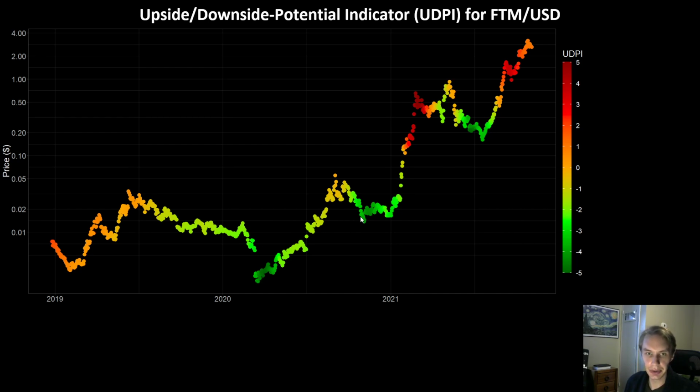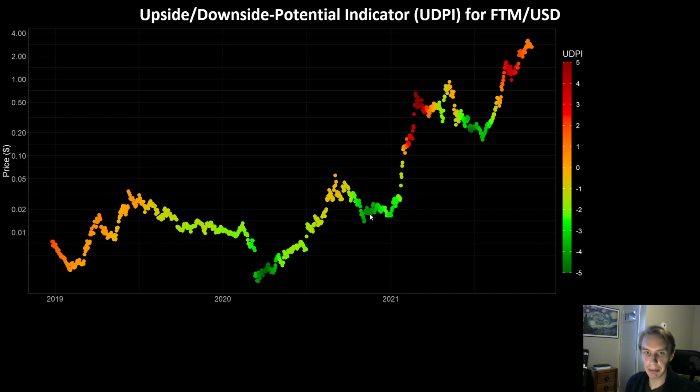And as you can see, over time, the UDPI has been pretty great at calling these bottoms, these low points, these low risk zones where historically acquiring Fantom at these points has been historically advantageous, as well as these high risk zones, these points where one would be doing well to be selling Fantom.